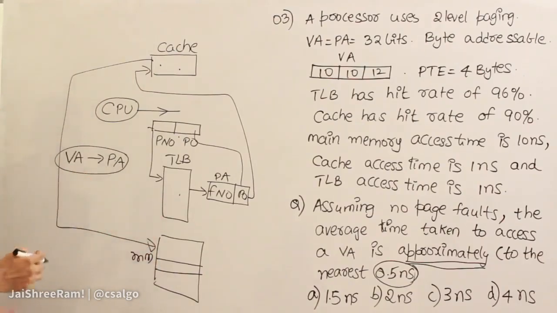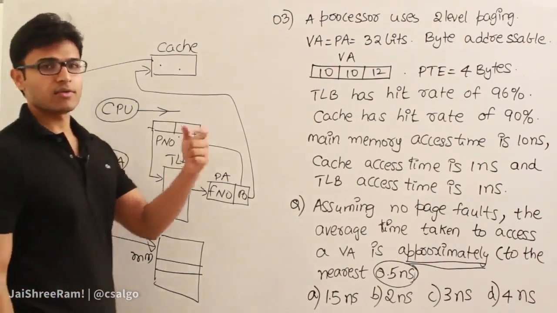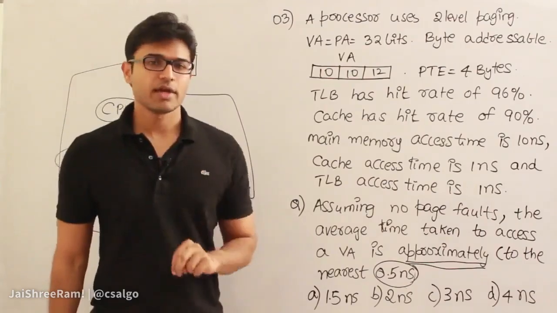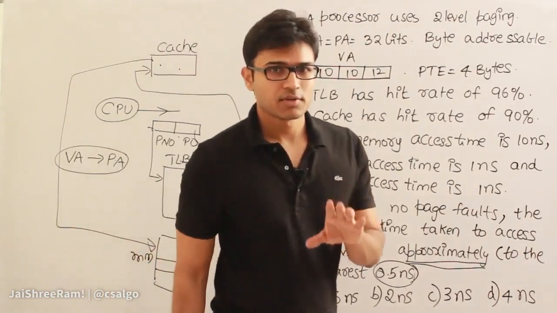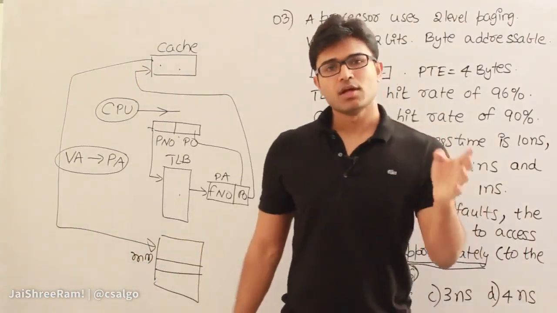Therefore, there are two parts here. One part is converting the virtual address to physical address. The second thing is, after getting the physical address, getting the word from the main memory. So these two times have to be estimated. Are you following it? Now the CPU is going to generate a virtual address. First we have to convert it into a physical address.